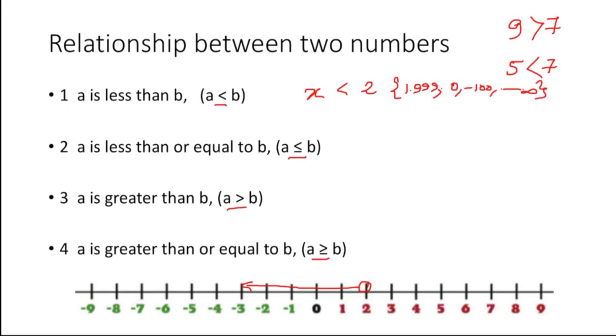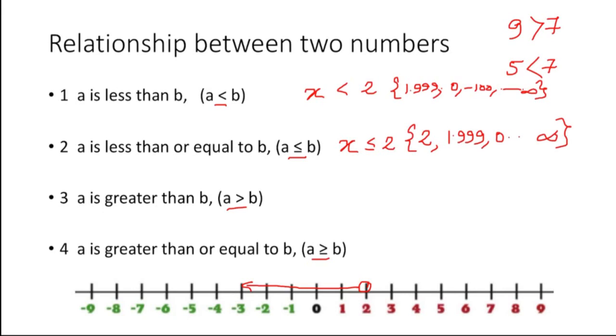Now let's talk about the less than or equal to relationship. If we say x is less than or equal to 2, then x can assume any value that is less than 2, as well as the value 2. So the only difference between the previous inequality and this one is the inclusion of the value 2 in the set of values that x can take. So this set will contain 2 and all the other values that the previous set would contain, and it can go down to minus infinity.